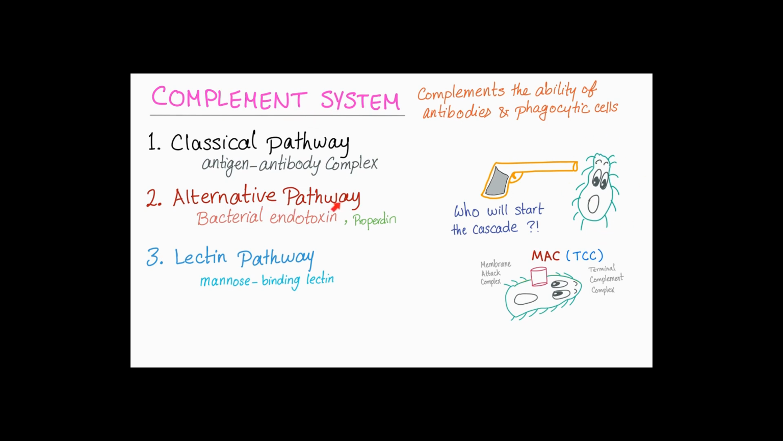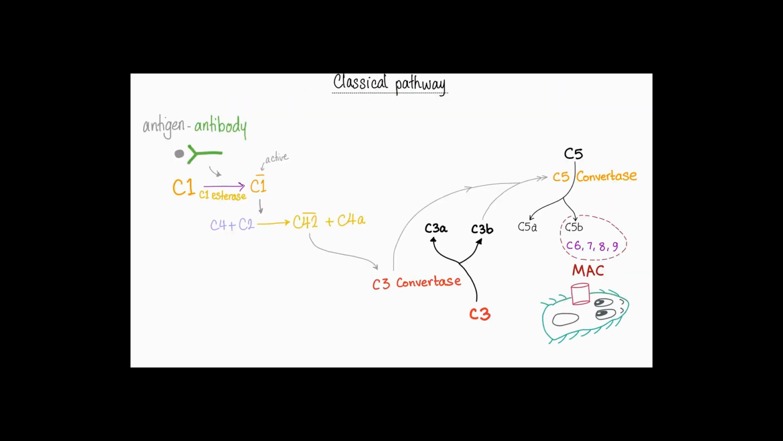Next, you have the alternative pathway. Who started this? Bacterial endotoxin and properdin. The end result is the same. I will attack and destroy. And then you have the lectin pathway. Who started the trigger? Who pulled the trigger? Mannose binding lectin.